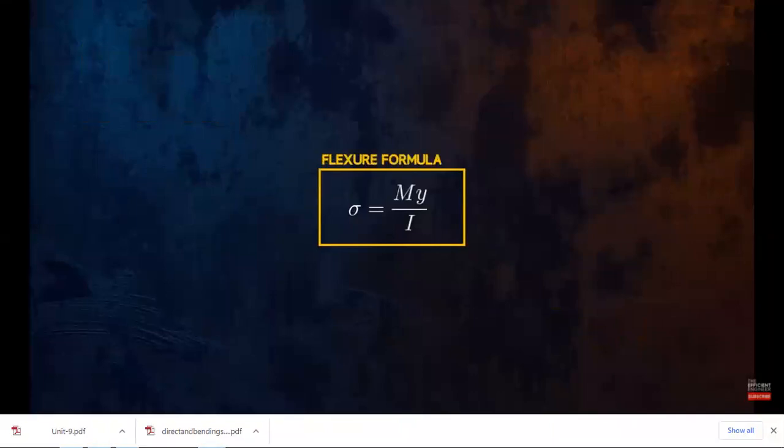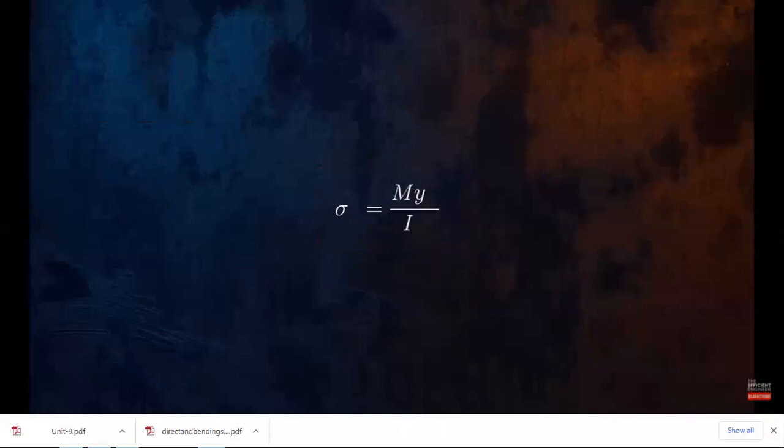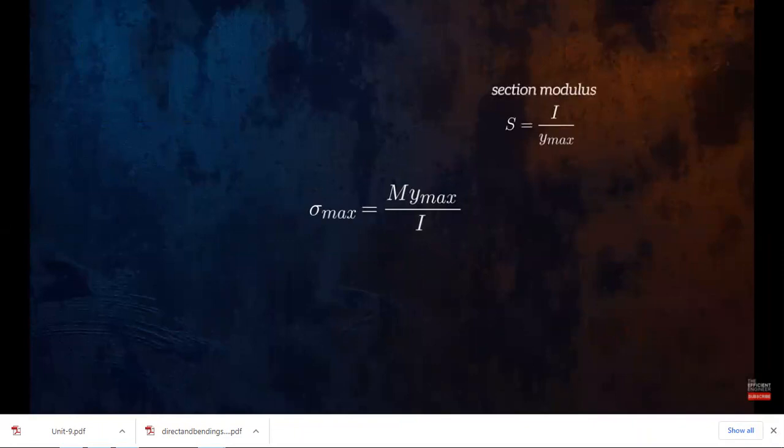Bending stress increases linearly as the bending moment and the distance from the neutral axis increase, and it decreases as the area moment of inertia increases. The maximum stress occurs at the fibers furthest from the neutral axis. The term I over y max depends only on the geometry of the cross-section, and so it is called the section modulus, and is denoted using the letter S. You will often see the section modulus listed for a range of common beam cross-sections in reference texts.